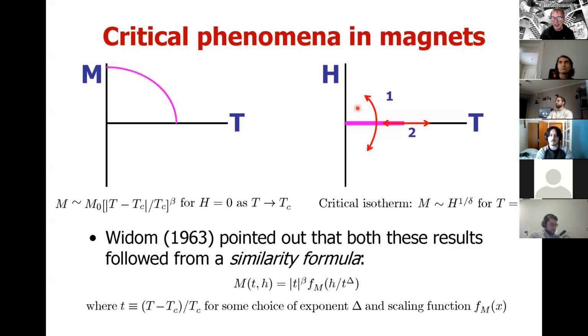So if H is very small, the system will always orient upwards and the magnetization will be +1. If H is very small but negative, the system will always orient downwards and the magnetization will be -1. So what that means is as I go across this line here, H equals 0, T less than Tc, I have a discontinuity in the magnetization.